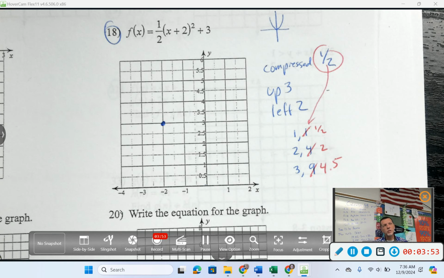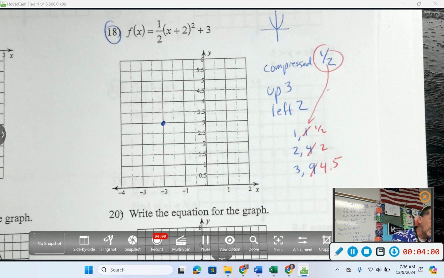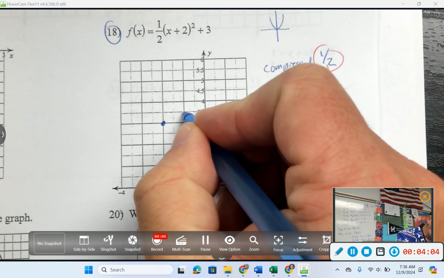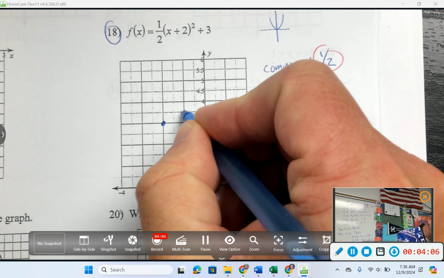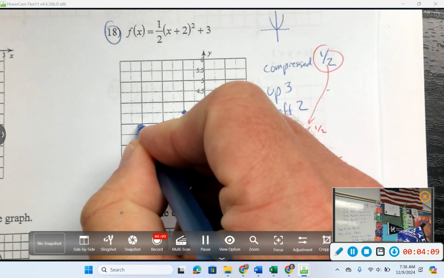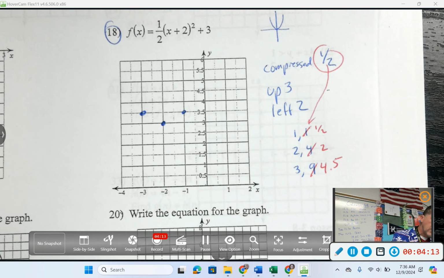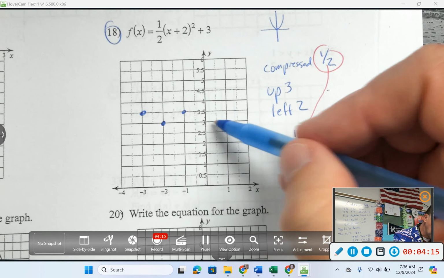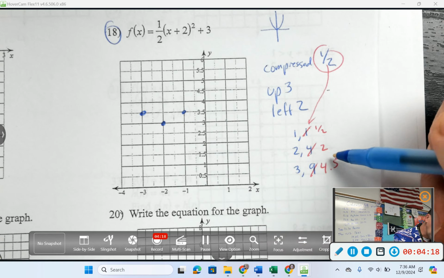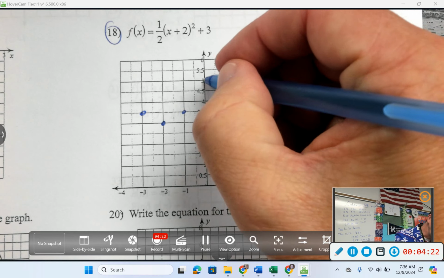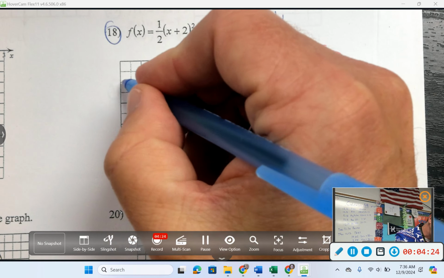Again, make sure you only do the y values. If you do both, you end up squishing in both directions, which isn't really a squish. It's just like miniaturizing it. All right, over 1, up 1/2. Over 1, up 1/2. Over 3, 1, 2, 3. No, over 2, up 2. Over 2, up 2.